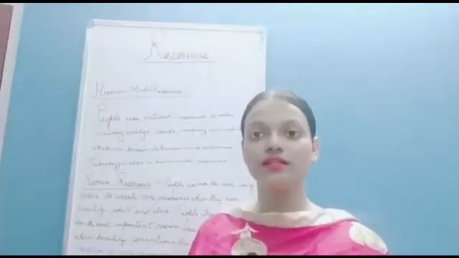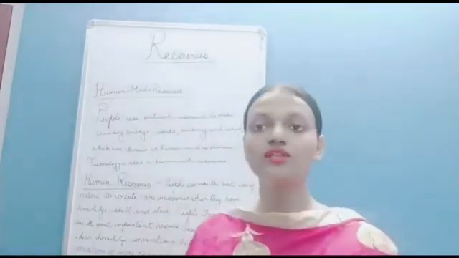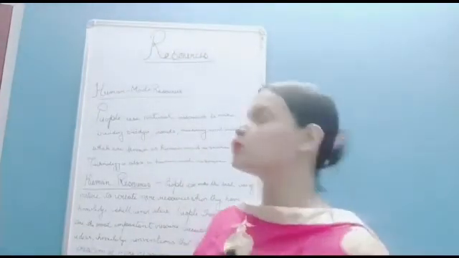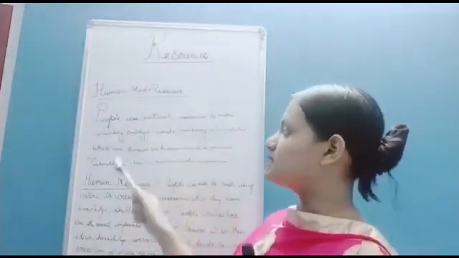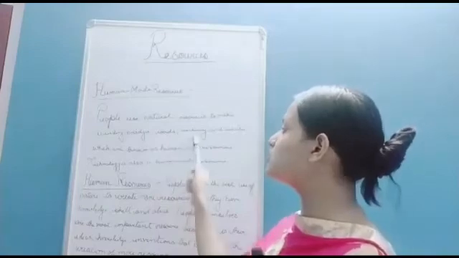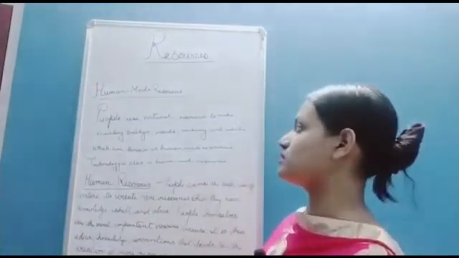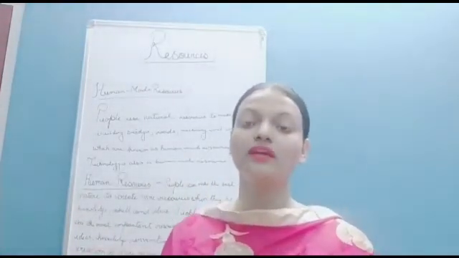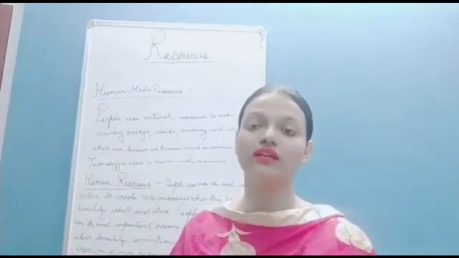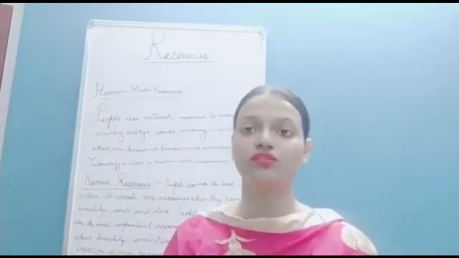Okay, so now you see in the next we have human-made resources. Now what is human-made resources? People use natural resources to make buildings, bridges, roads, machinery and vehicles, which are known as human-made resources. So when people use the natural resources to make buildings, bridges, vehicles, machinery, etc., those are the human-made resources.